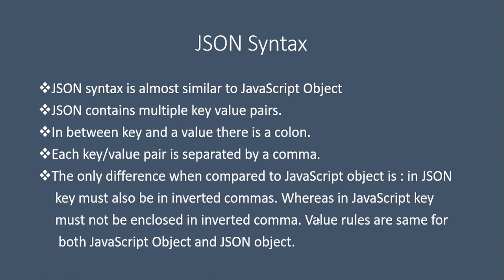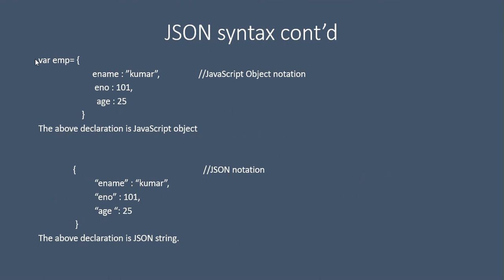Let's see with an example. This is an example of a JavaScript object. See here, ename Kumar, with commas and colons. Keys are simple, no inverted commas. And this is an object. emp is an object. So this is the syntax for JavaScript object notation.